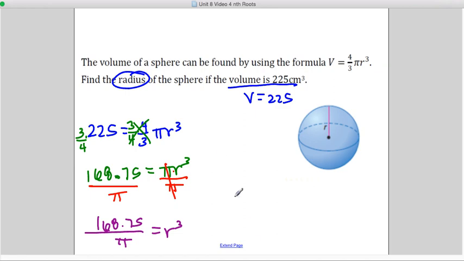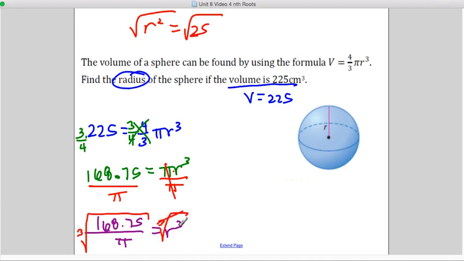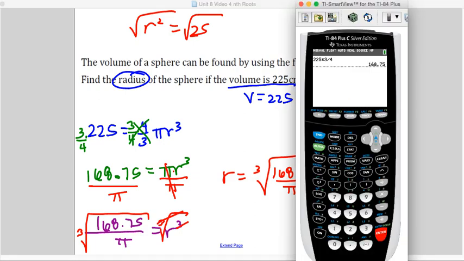Okay, just a little reminder, if I had r squared is equal to 25, I would take the square root. Well, now I have a cube, so I'm going to take the cube root. Okay, so the cube root and the 3 cancel each other out on my radius side. So my radius is equal to the cube root of 168.75 divided by pi. Okay, then I'm going to go ahead and type that into my calculator.